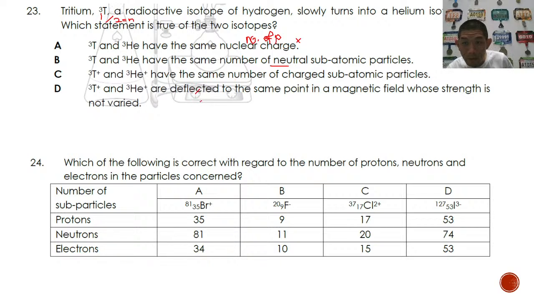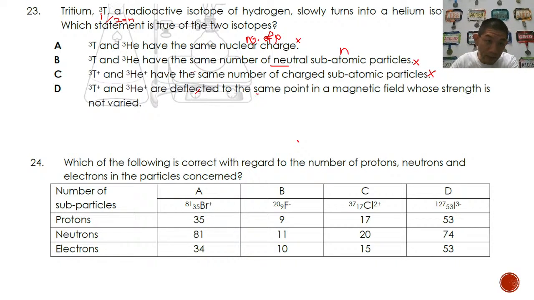So they have the same neutral subatomic particles, which is neutron. Is it true or not? Which is also not true. And then number 3, T3 plus and He3 plus have the same number of charged subatomic particles. As we already deduced, they have different subparticles, so they are going to have different charged subatomic particles.